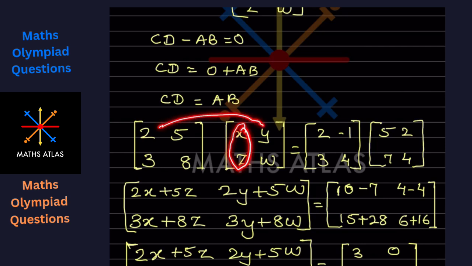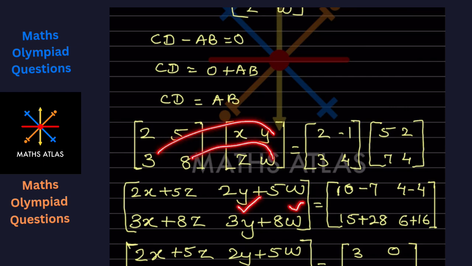Now we'll take this into this. Say this into this will be 2y. Now this into this is going to be 5w. Again, what will you take here? This into this is going to be 3, and this into this will be 8. Now can you see here?